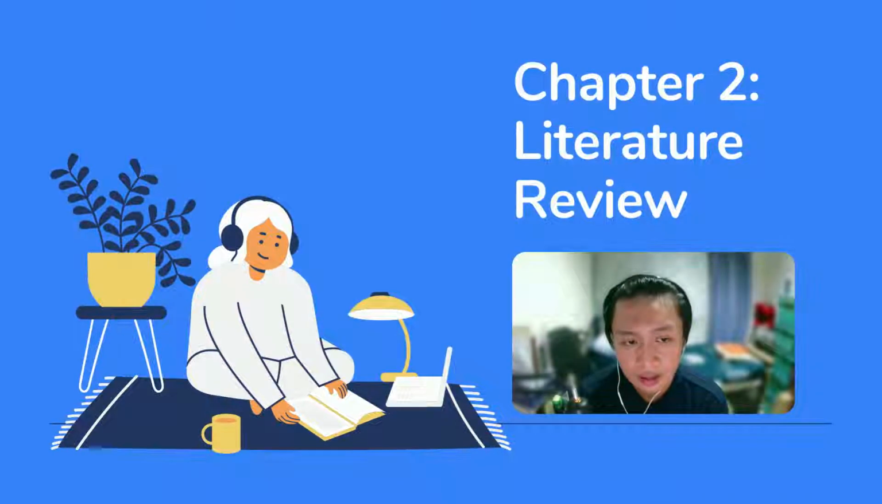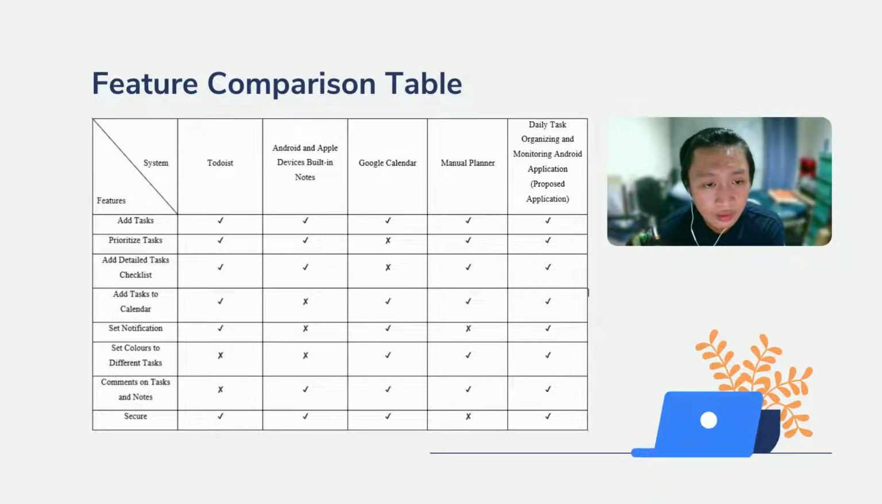As you can see in the feature comparison table, there are 4 tools and applications that are currently being used by targeted users, which are Todoist, Android and Apple devices' built-in notes, Google Calendar, and a manual planner.